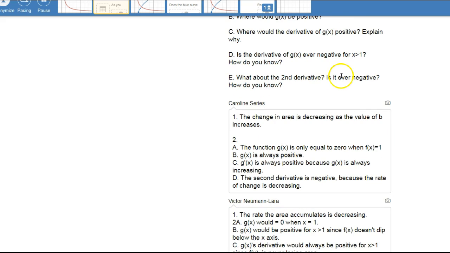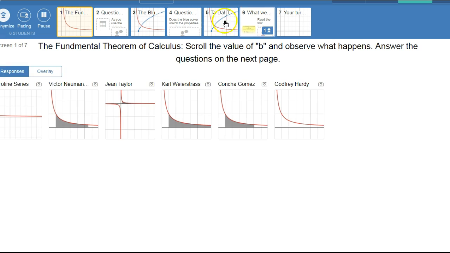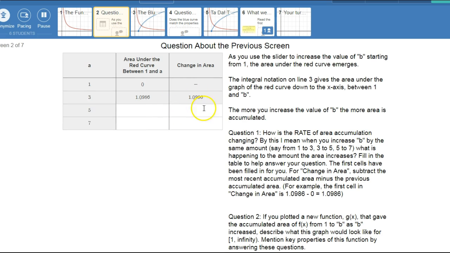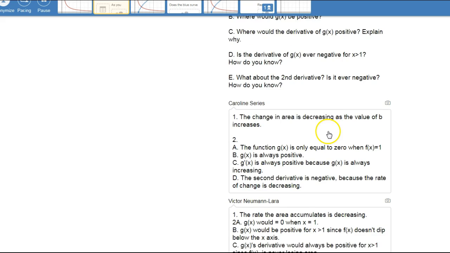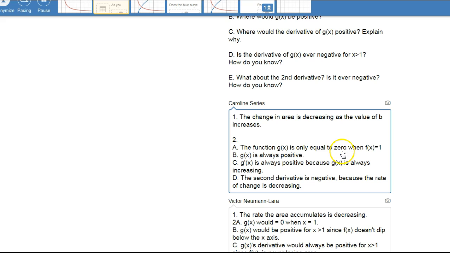All right, what about the second derivative? Is it ever negative? Yes, the second derivative is always negative because, again, with our graph, as we make our way left or right, we're always gaining area, but the rate at which we gain area is going downhill. That's what the table was showing us. We're always gaining, so it's always positive, but we're gaining it at a slower and slower rate. So the second derivative will always be negative for all of these.